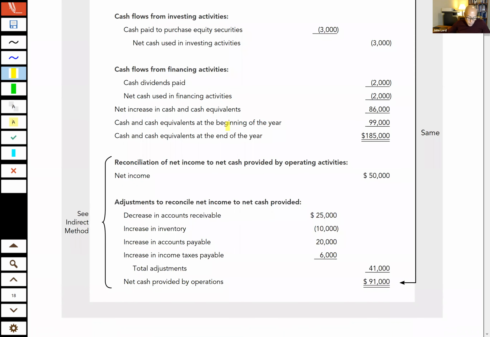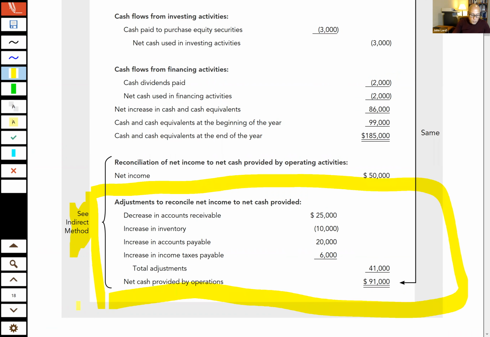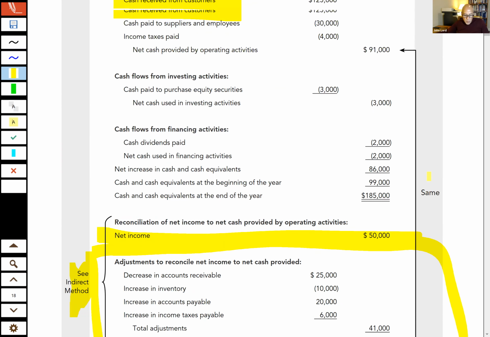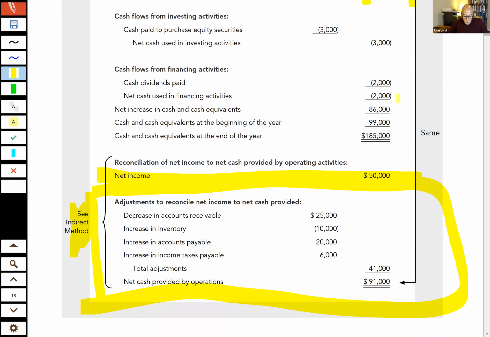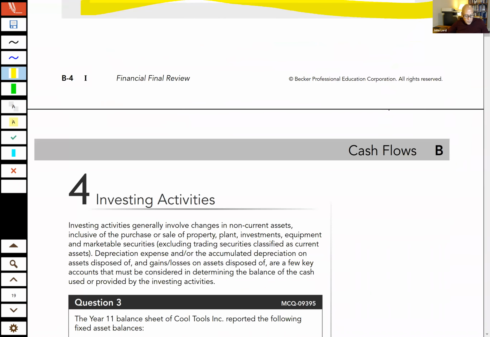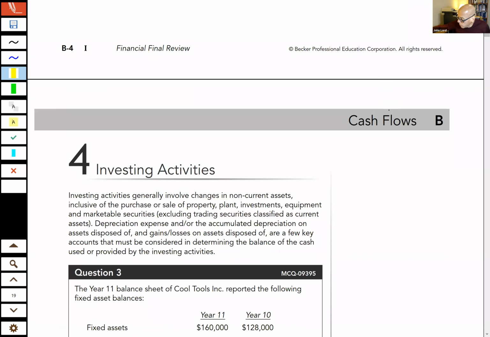But even if you use the indirect method, notice, guys, you still have to provide a reconciliation down here of net income to cash provided by operations. So notice the number is the same, though. It's just how the information is being presented. Okay, good. Now you come over, you have your investing activities, which you've already said.